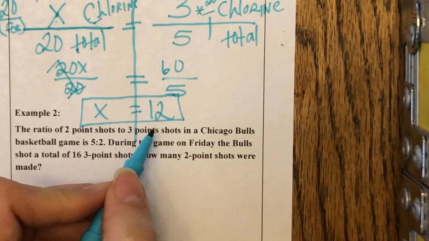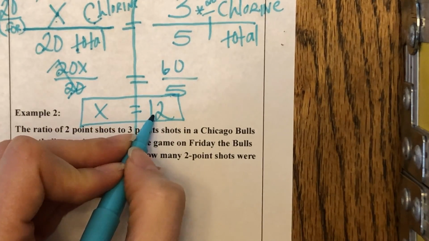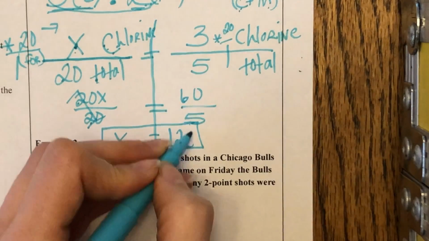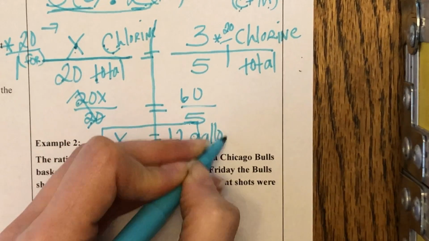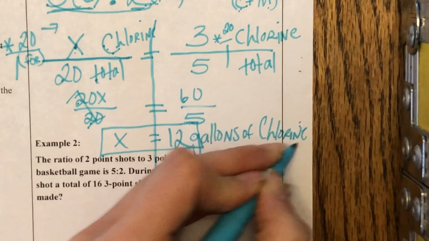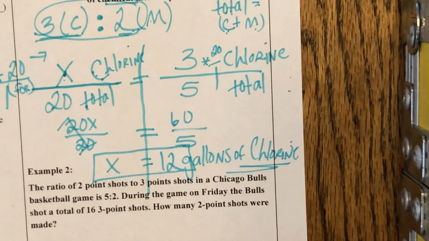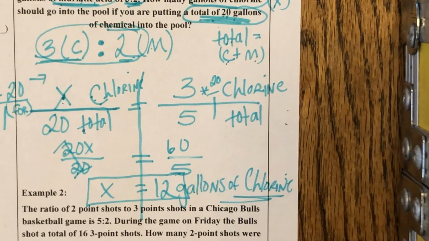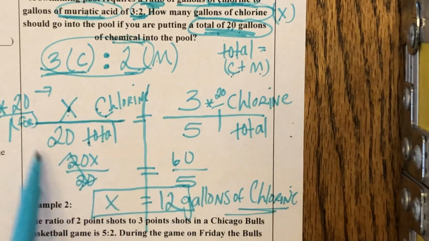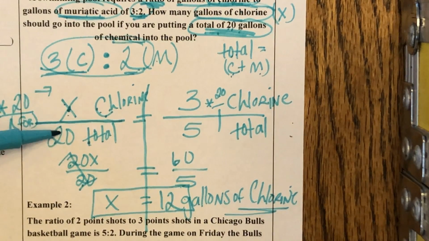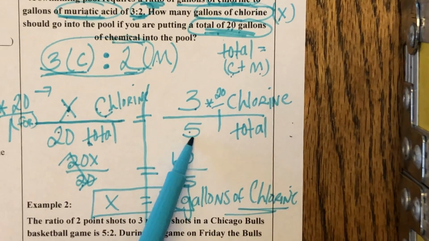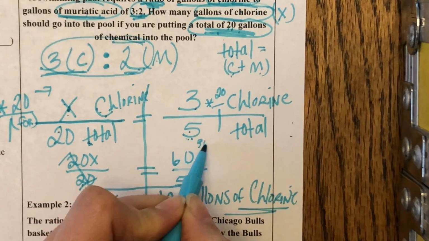Now the value associated with x, 12, if I go back to my proportion, I can see that x is chlorine, so I'm going to write 12 gallons of chlorine. That needs to be part of my answer as well. So 12 gallons of chlorine. So again, my ratio on this left side is x over 20 because that's my total. Then 3 over 5 because again, my 5 is my total of the 3 plus 2.